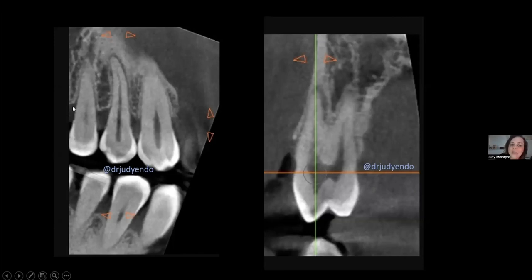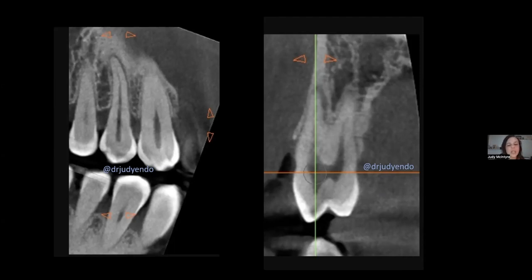And then again, same on the distal here. His bone, he's a young guy. His bone should be horizontally across uniformly. These little V-shaped notches in the bone are angular defects. And again, widened PDL on that buccal root.